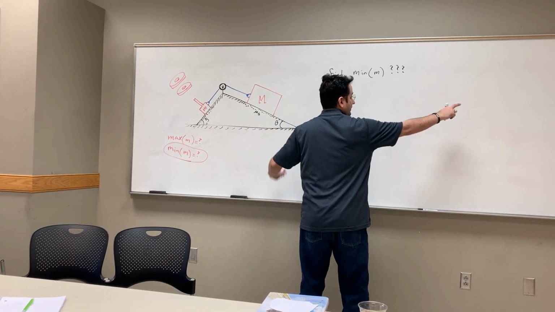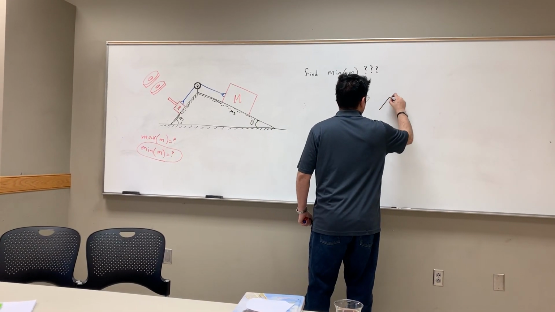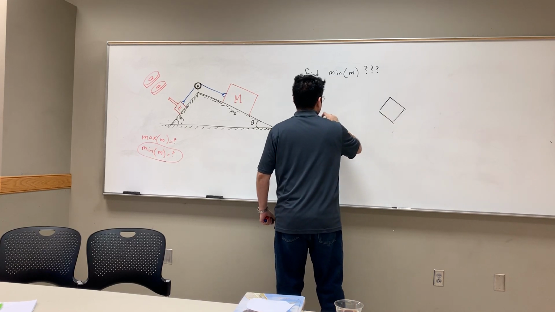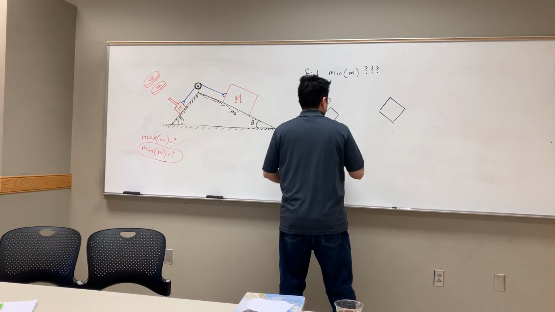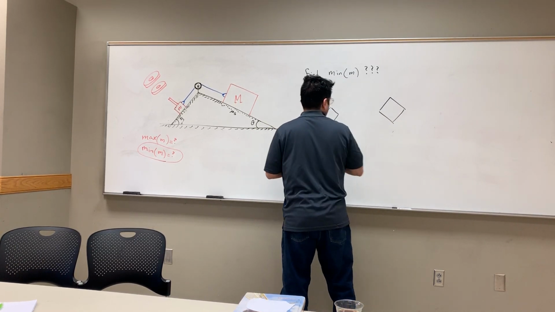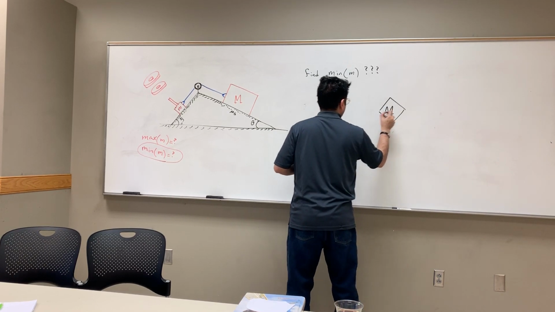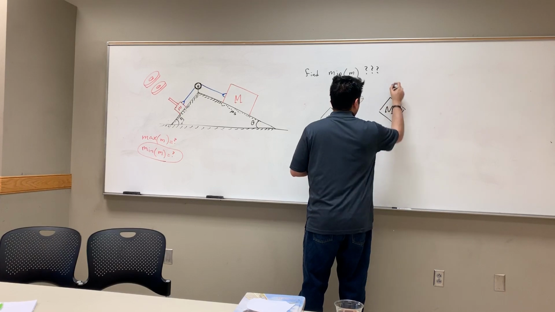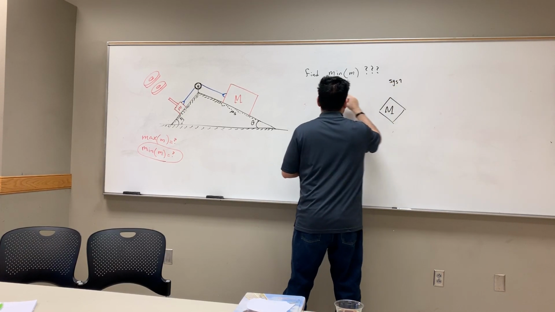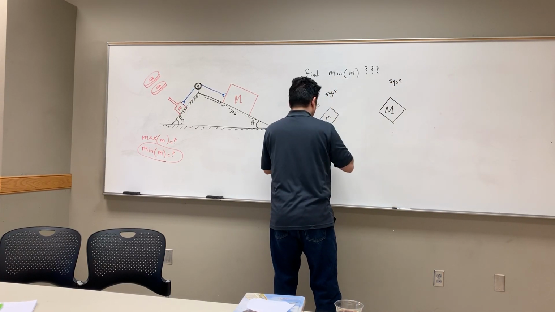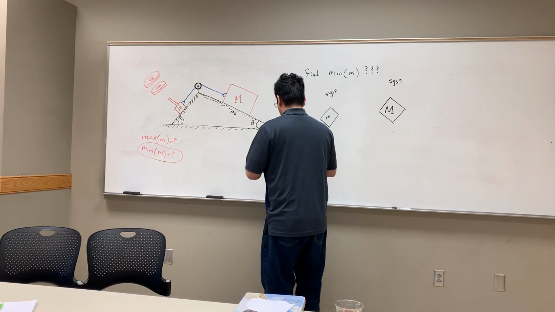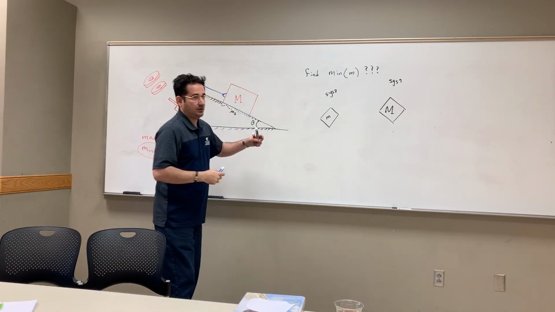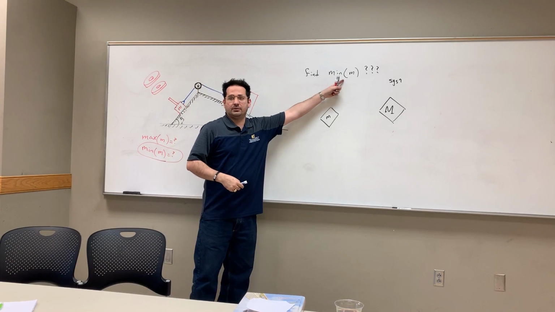So here, step one, the system: I choose two systems. Capital M and a small m. Step two. Let's call this system one, and system two. Step two, FBD. For this guy, don't forget, find minimum m.